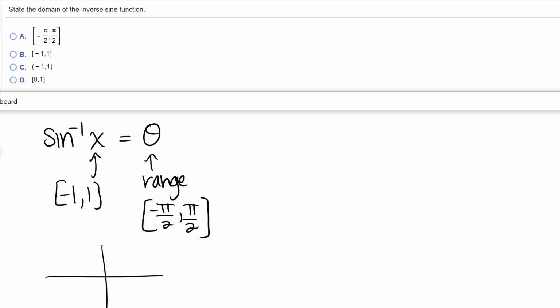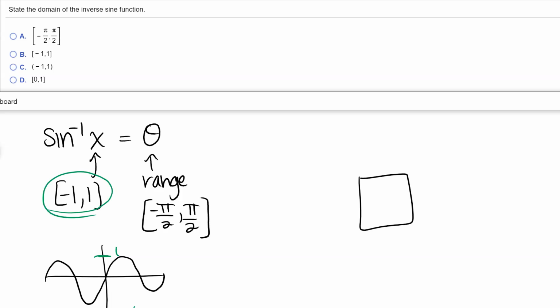Think of sine. The graph of sine looks a little something like this. That's a horrible, horrible graph. What is the range of sine? Negative 1 to 1, you guys. So if the range of sine is negative 1 to 1, that's going to be the domain of my inverse.